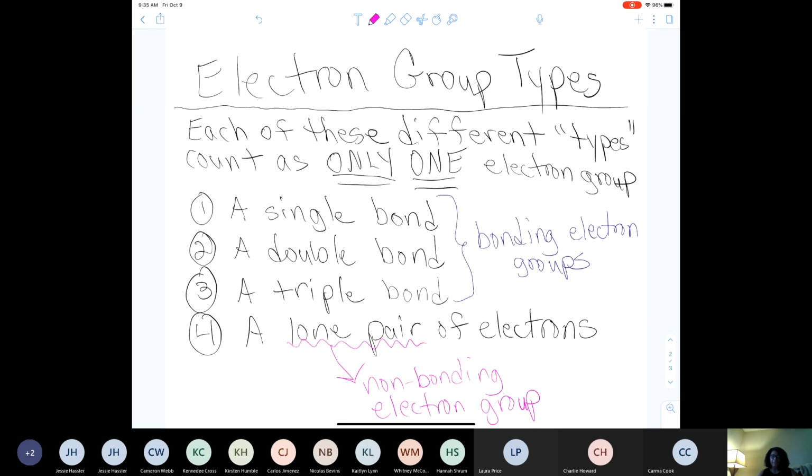So each of these different types count as only one type of group. A single bond is an electron group. It's only one electron group. A triple bond is one electron group. A double bond is one electron group. A lone pair of electrons is one electron group. So when you're counting up how many electron groups are around a central atom, you count each of these entities as one electron group.